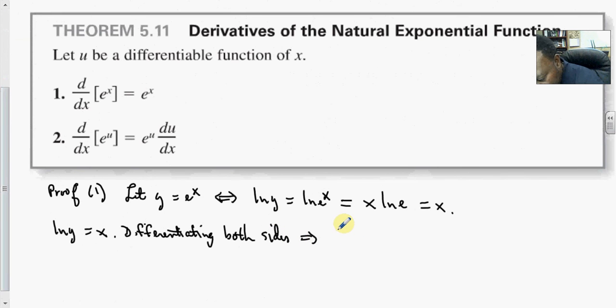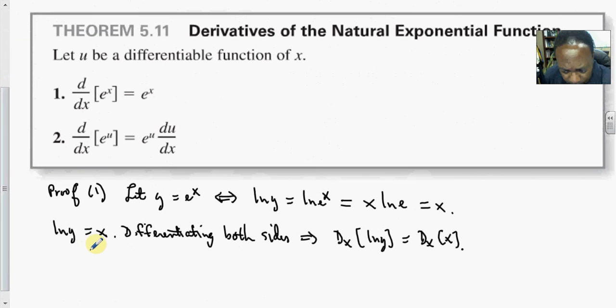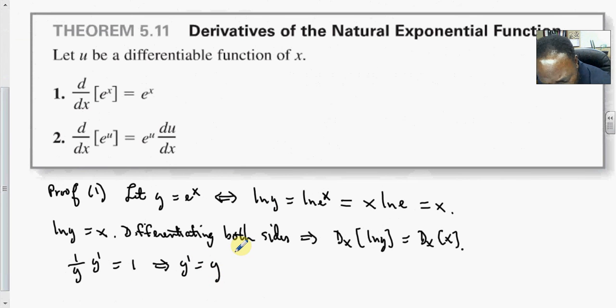This is the derivative with respect to x of the natural log of y, which is equal to the derivative with respect to x of x. So this gives us 1 over y times y prime, that's equal to the derivative of x, which is 1. So we end up with y prime equal to 1 times y, which gives us y.